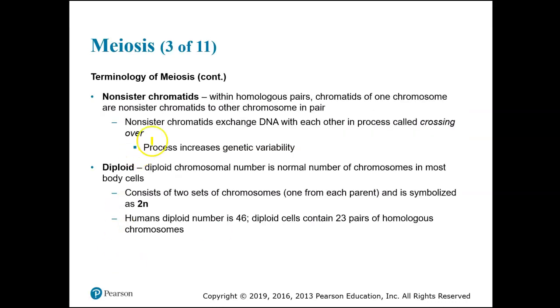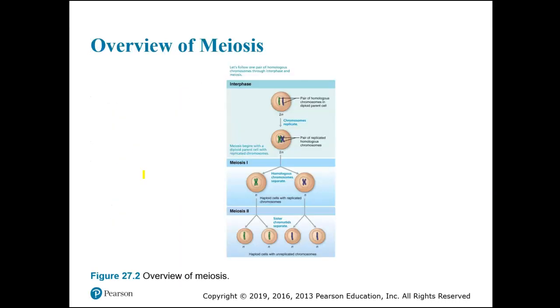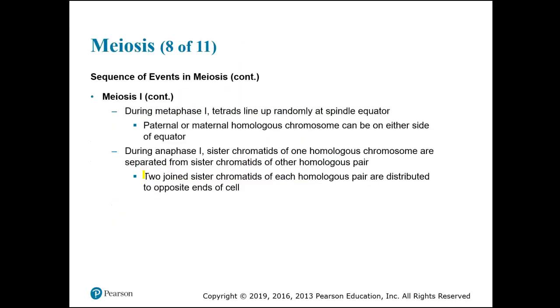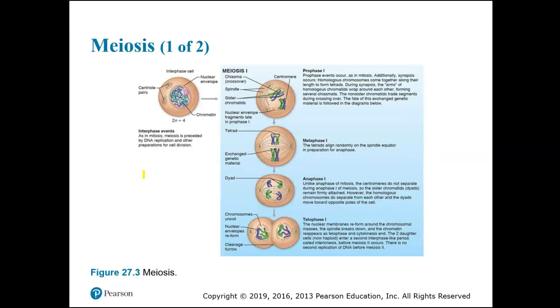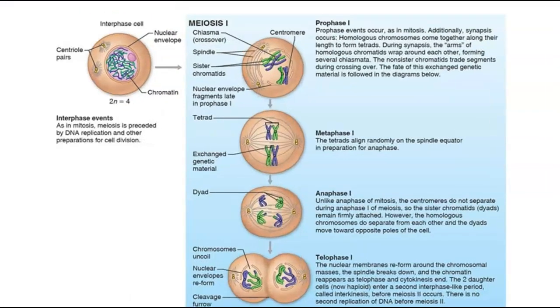Okay, then we have non-sister chromatids. These are chromatids that are not found on the same chromosome. I'll show you a picture that makes it a little more clear. During meiosis, the homologous chromosomes pair up during prophase 1. This is going to happen during prophase 1.